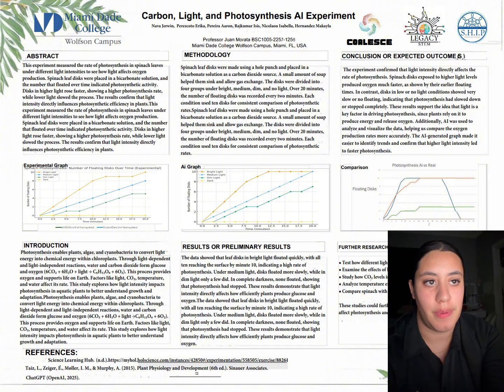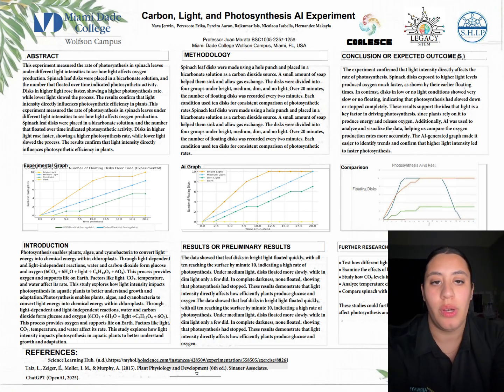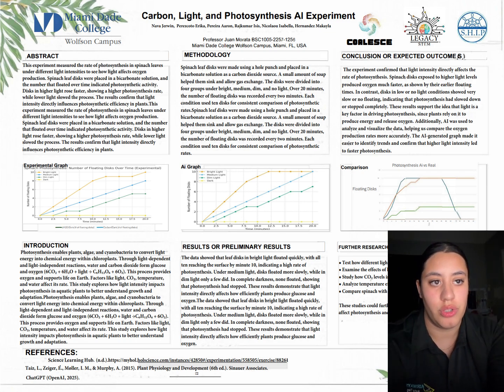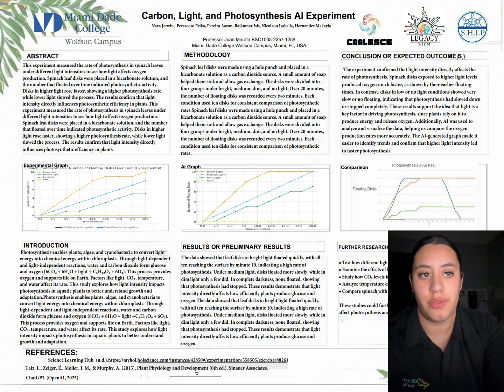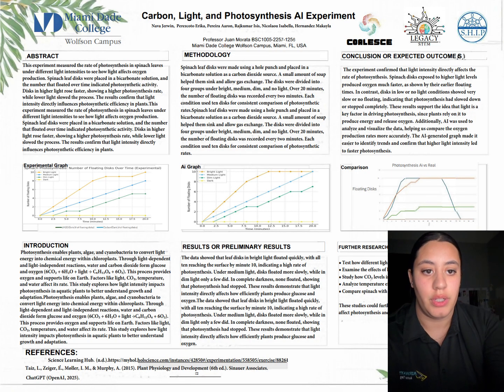For example, in our experiment, the bright light group plateaued briefly before all discs floated, while the medium and dim lights didn't reach the full 10 discs. Despite these small differences, both graphs showed the same overall trend. The brighter the light, the faster the rate of photosynthesis. This comparison reminds us that real data often include small errors and variations, but they still lead us to the same scientific truth. It also shows how AI can model predictions while experiments provide real-world confirmation.